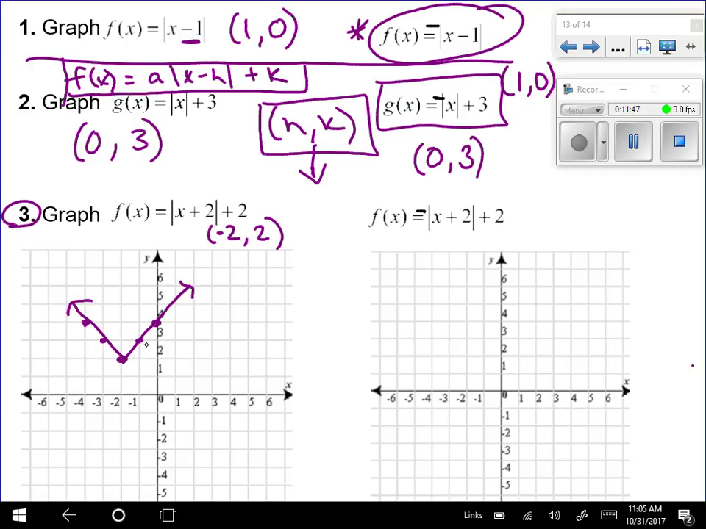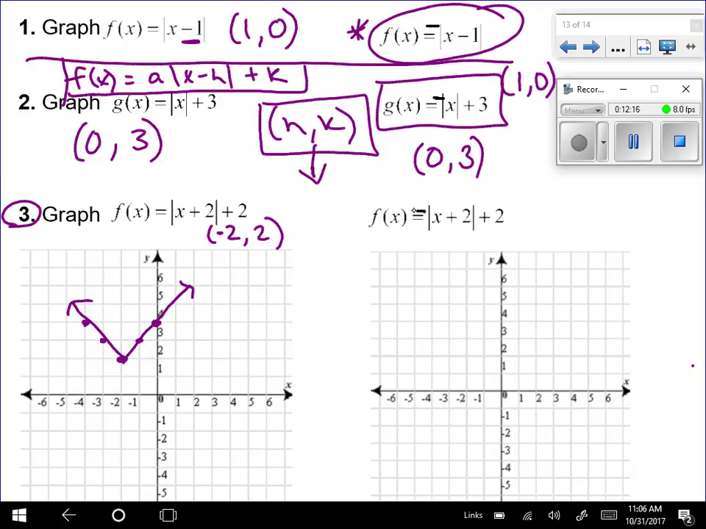Okay, so check it if you need to. So negative 1 plus 2 is, excuse me, so negative 1 plus 2 is 1. The absolute value of 1 is 1 plus 2 is 3. So there we're in the right spot. Same thing with negative 3. That would be negative 1. The absolute value of negative 1 is 1 plus 2 is 3.